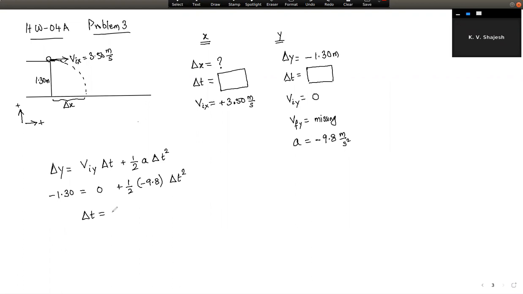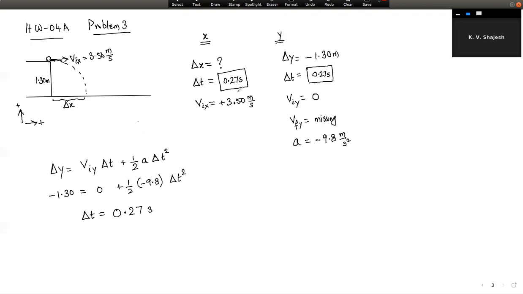This allows me to calculate delta t. That's 1.30 times 2 divided by 9.8, and that comes out to be 0.26. Since 9.8 has two sig digits, I'll have 0.27 seconds. Since the height is so small, the time taken is really tiny. So now we know the time, 0.27 seconds, and that means this is also 0.27.